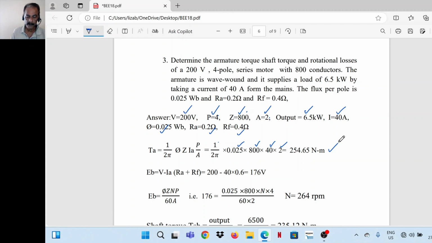Then speed can be found out from this relation. For that, EB is to be found out first. So EB is equal to V minus IA into RA plus RF. This is a series motor. So V minus IA into (RA plus RF), that is, V is 200 minus IA 40 into (RA plus RF) 0.2 plus 0.4, 0.6. You get it as 176 volts.